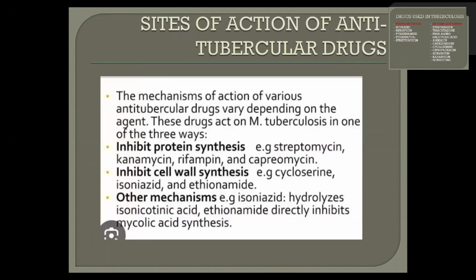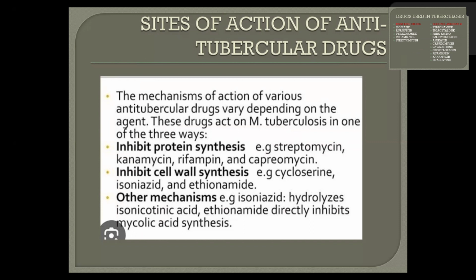Okay, then again we will see a simple summary in a nutshell. We can categorize the mechanism of action of tubercular drugs into three categories: the drugs that inhibit protein synthesis, those that inhibit cell wall synthesis, and other mechanisms, like the drugs which inhibit mycolic acid synthesis or hydrolyze isonicotinic acid. So we have categorized the mechanism of action into three simple ways.